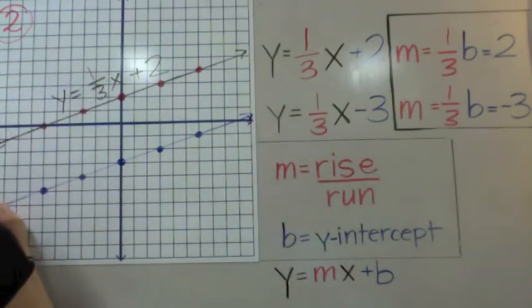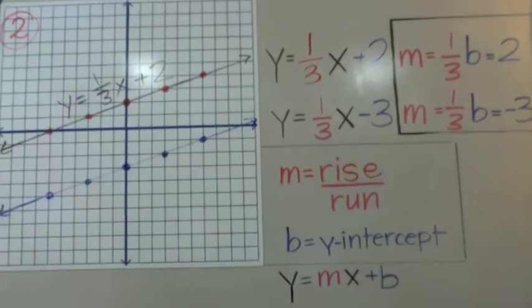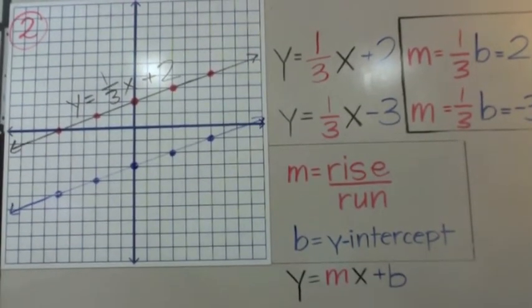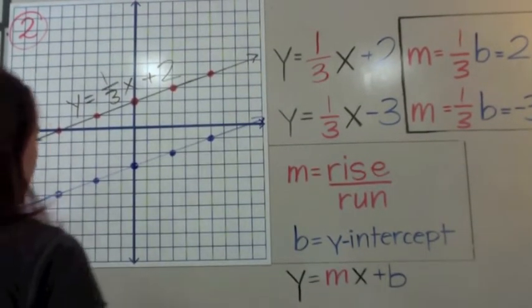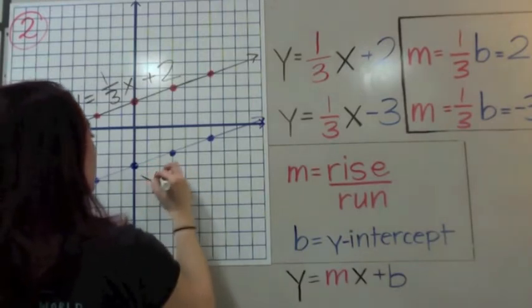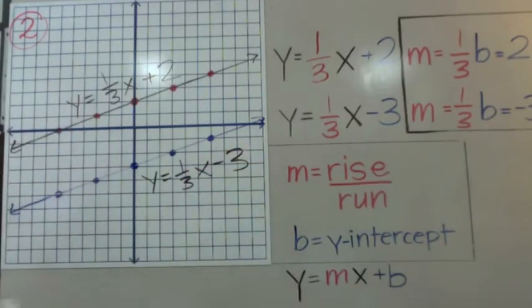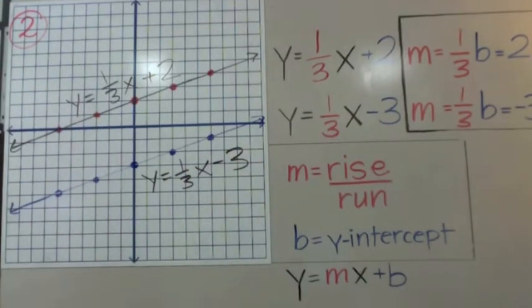Okay. You're going to notice that these two lines are parallel. Yes? These two lines are parallel. Please write the equation for the line. The equation for the line is y equals 1/3 x minus 3. So go ahead and get that down.